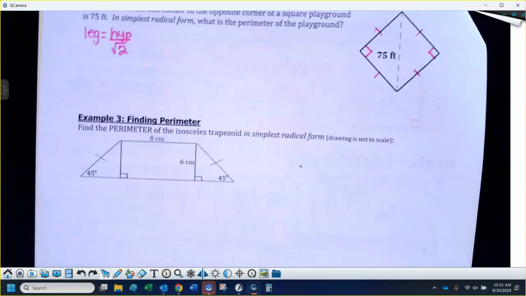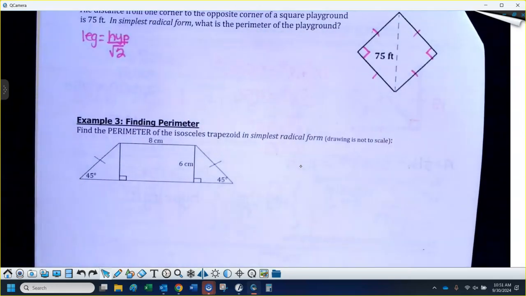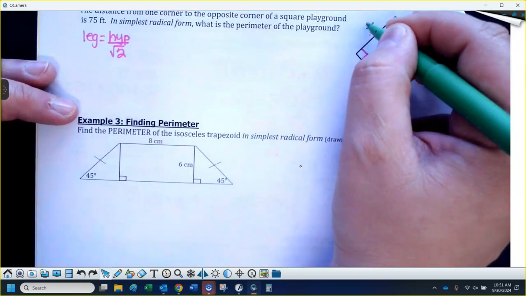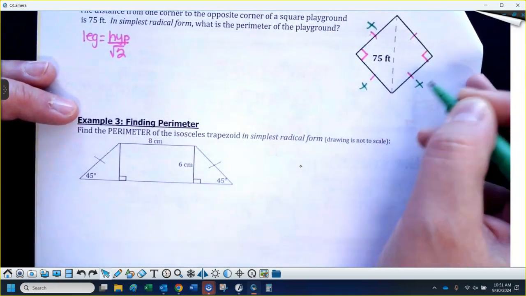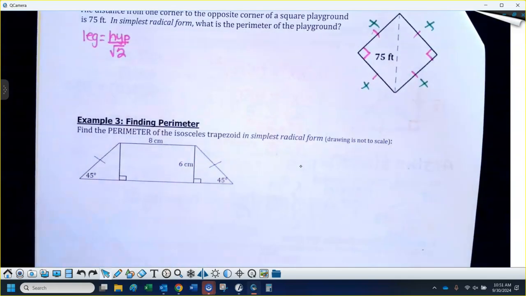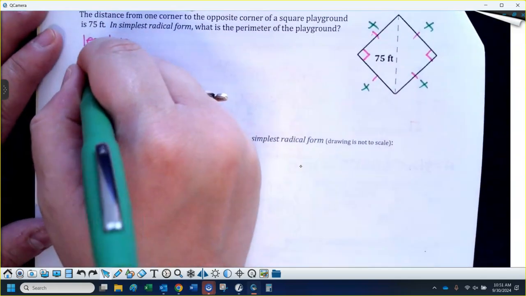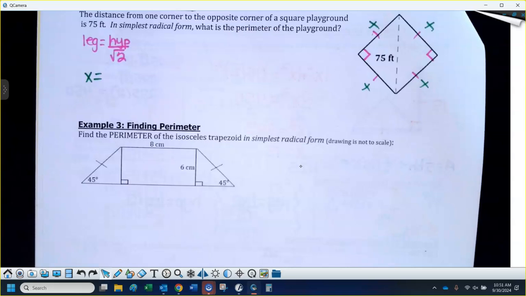The hypotenuse is that 75. All right, so I'm just going to plug this in. I'll call all the sides x, because they all have to be the same if that's a square. So any one of those legs would follow this little formula.